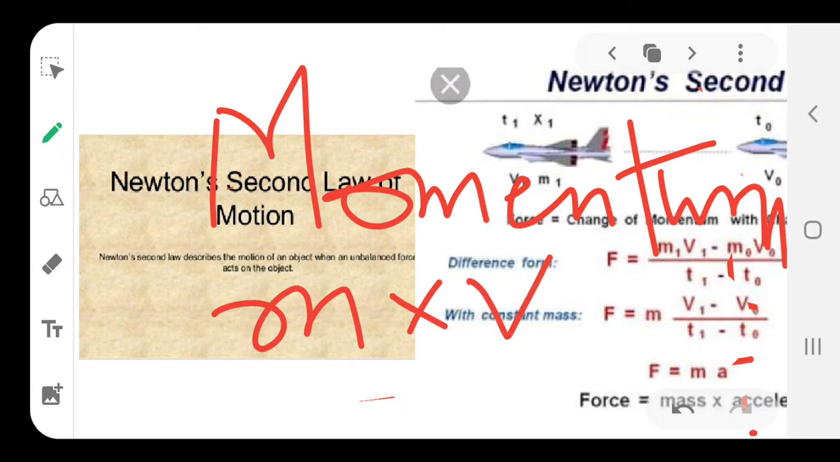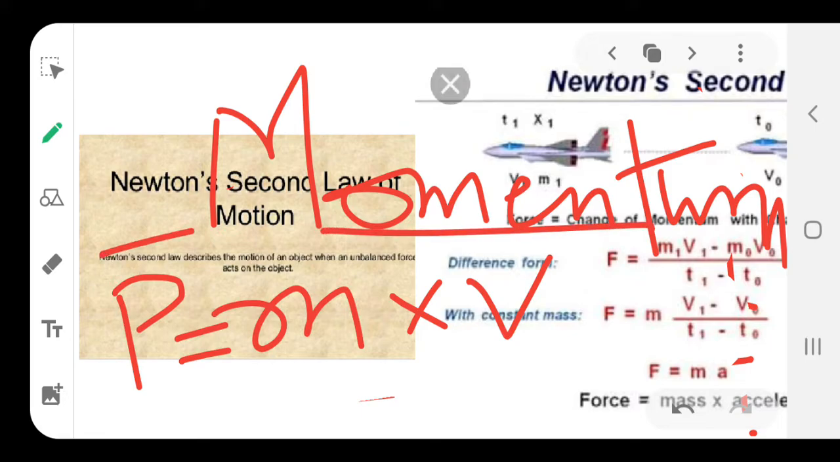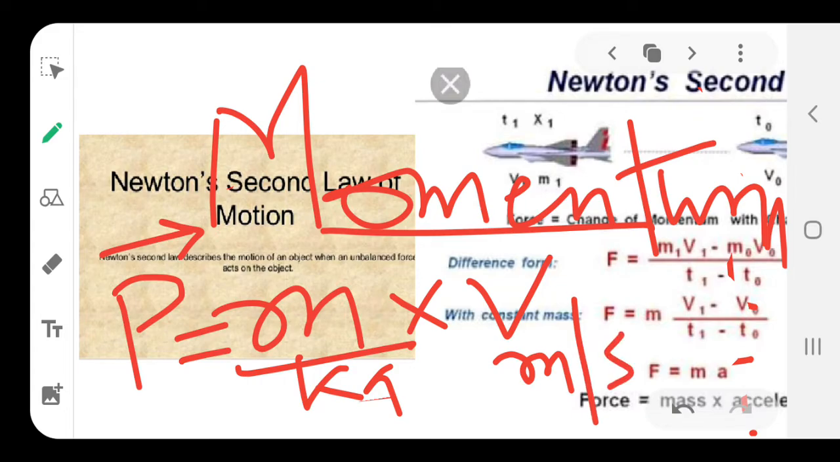Momentum is the product of the mass of a body and its velocity, and it is represented by the letter P. Check it out, and since momentum is a vector quantity, you have to put an arrowhead on it. As a result it has a unit. The unit of mass is kilogram, while the unit of velocity is meter per second. So, the unit for momentum becomes kilogram meter per second.